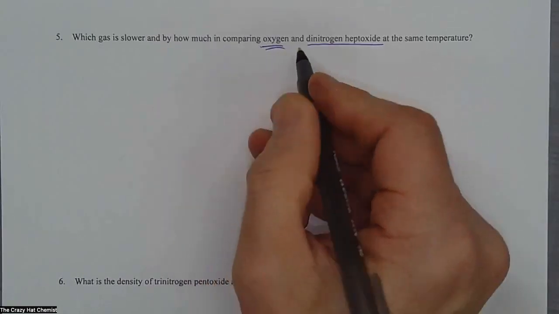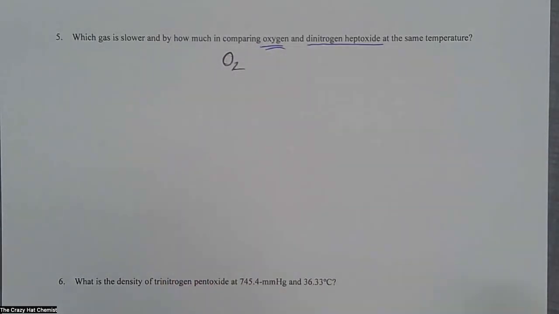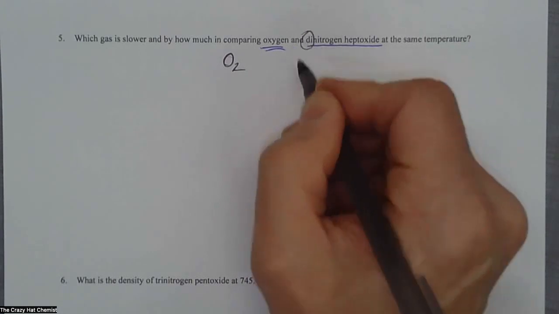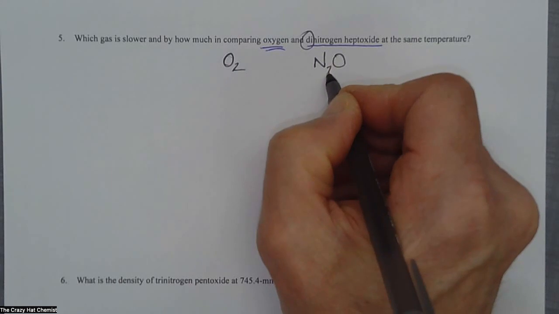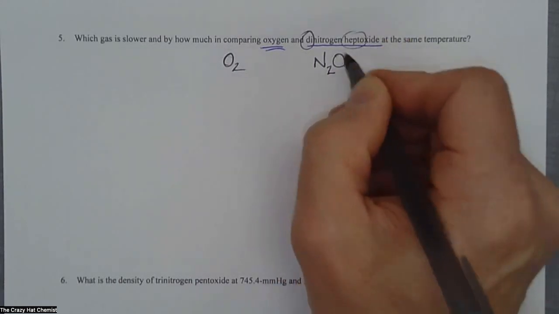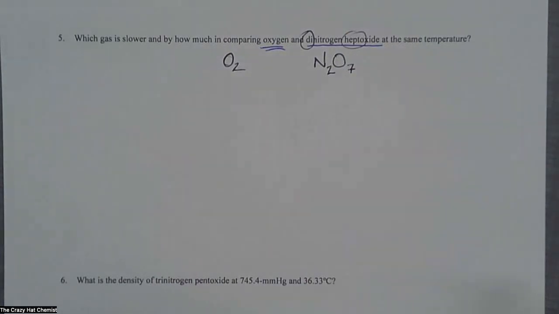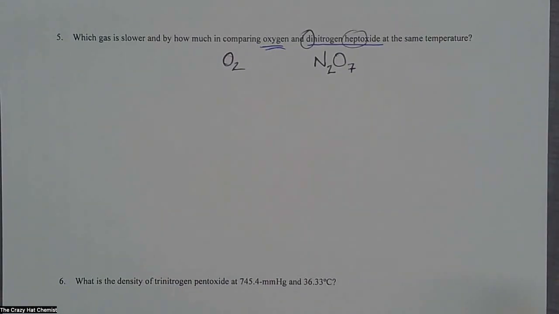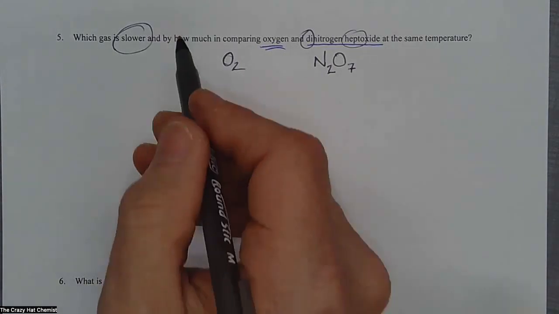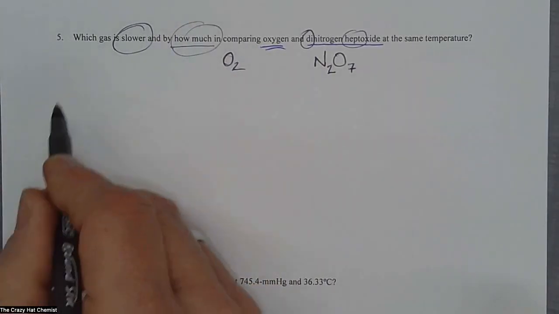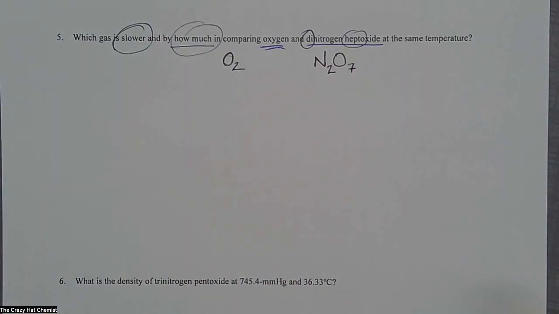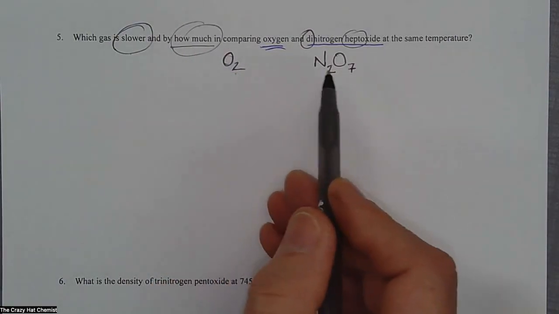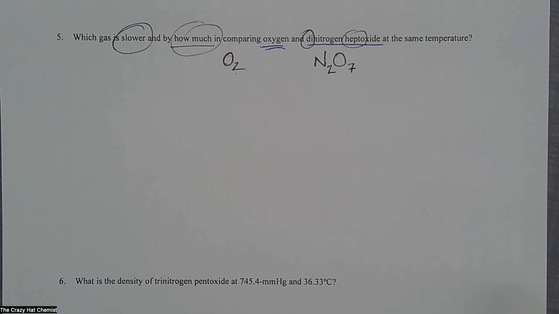Okay, so oxygen is diatomic. That's O2. And dinitrogen, so it's nitrogen oxide. Dinitrogen is right there. That's 2. Hept is for 7, and that's right there, just like that. Okay. So it says which gas is slower and by how much? So we got 2 questions to answer. Number 1 is which gas is slower. We'll answer that here in just a minute, and then we're going to answer the how much problem here in just a moment. So we first need to get the molar masses of both of these.